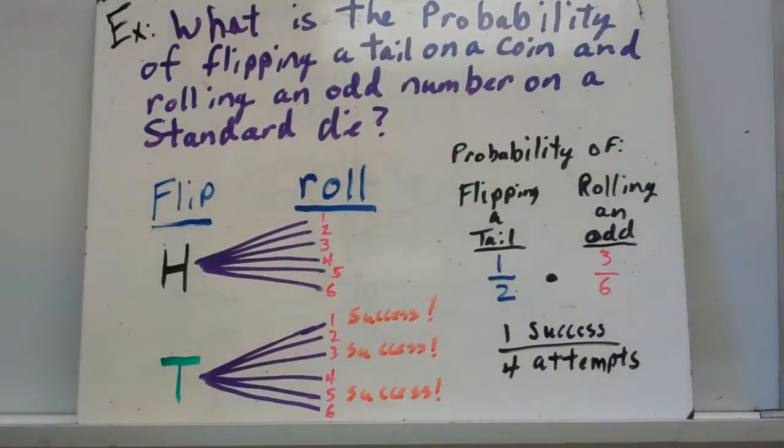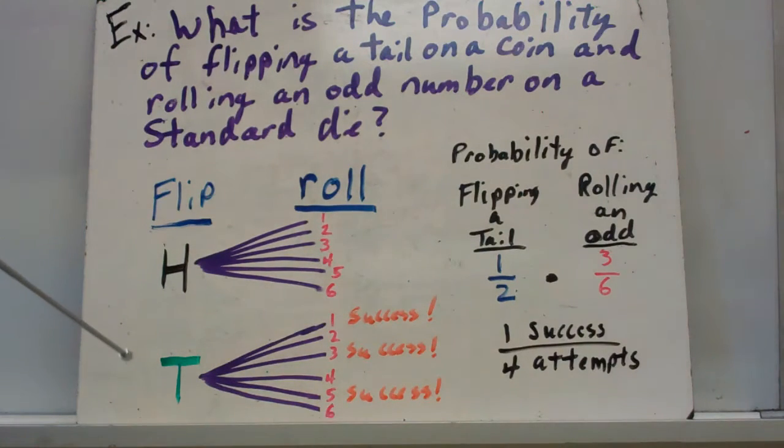Our next example: what is the probability of flipping a tail on a coin and rolling an odd number on a standard die? Again, I set up a chart for this so we can see what the outcomes are. If we flip the coin, we could get a heads or a tails. If we get a heads and we roll the die, we can still get a 1, 2, 3, 4, 5, and 6. However, we weren't looking for a heads on a coin, so these would not be successes.